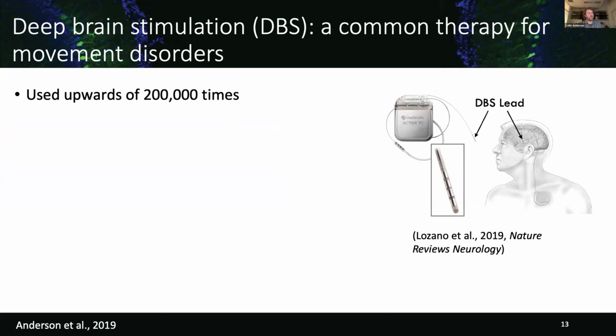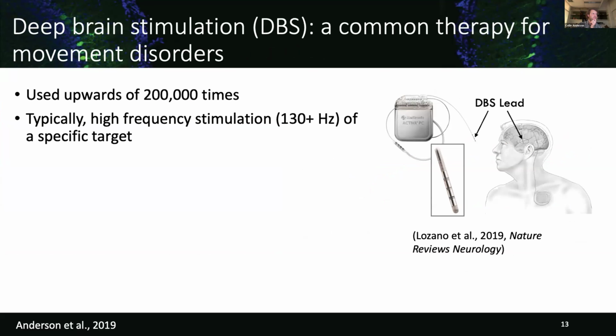So we started off by wanting to use something akin to deep brain stimulation to see if we could reduce motor symptoms in these animals. DBS has been used upwards of 200,000 times. That's probably a bit of an outdated number; I think it's over that now. Typically in DBS for Parkinsonism or essential tremor, it's a high frequency stimulation pulse of 130 to 180 hertz, somewhere in that window.